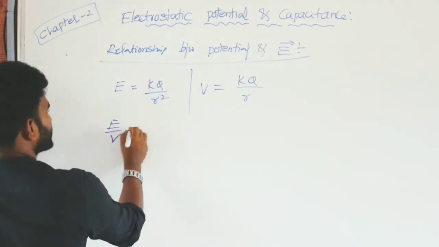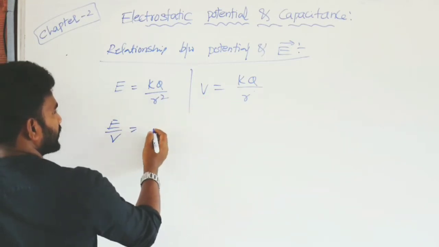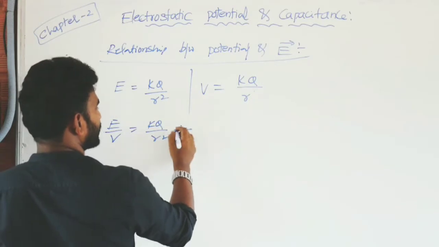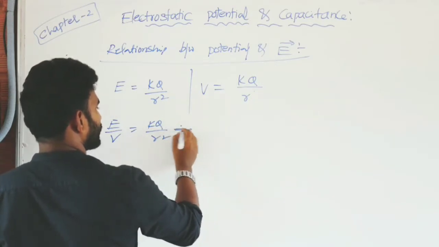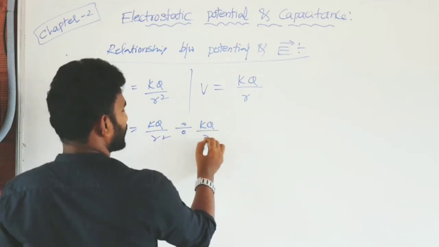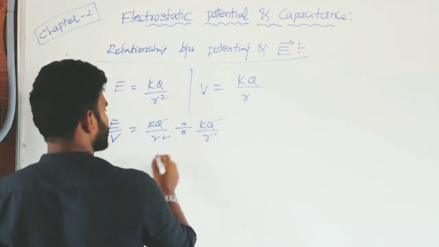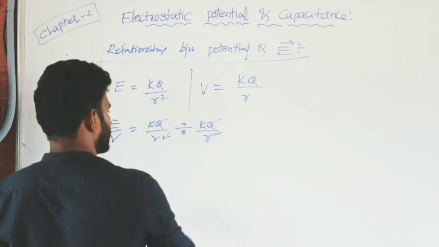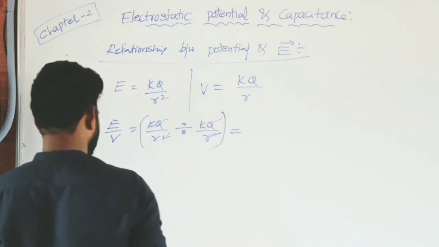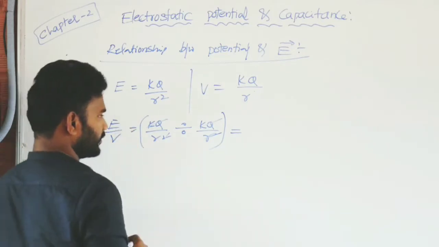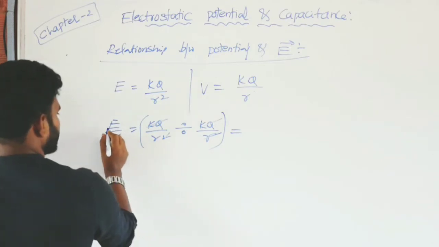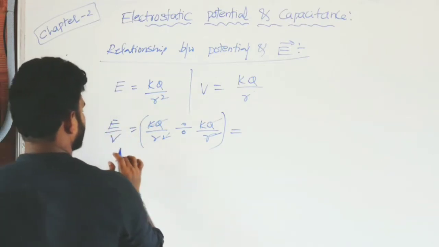So E by V is equal to kq by r square divided by kq by r. kq cancels, r square will be cancelled. Now what will you be getting? E by V is equal to 1 by r. So E is equal to V by r.